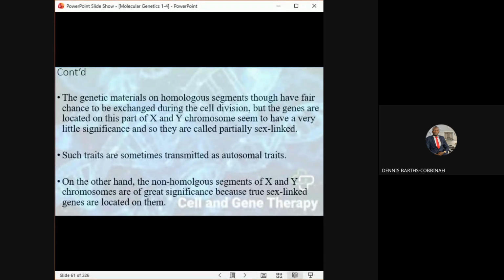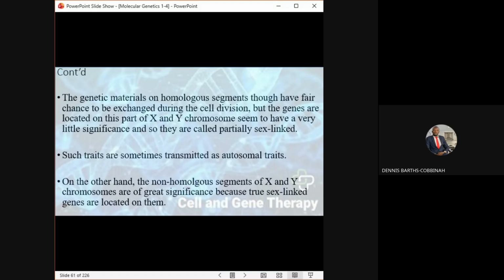So the genetic material on the homologous segments, though, have a fair chance to be exchanged through cell division, but the genes located on this part of the X and Y chromosomes seem to have very little significance. And so they are called partially linked genes. Such traits are sometimes transmitted as autosomal traits. Since they are not present on the X and Y chromosome, we refer to them as autosomal traits.